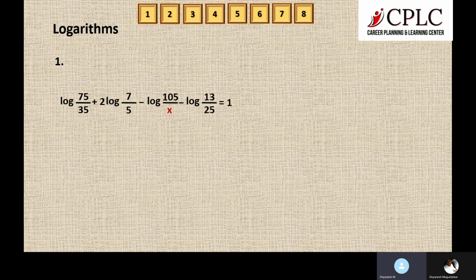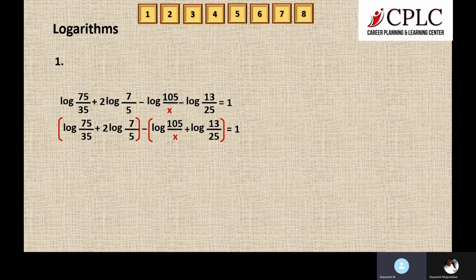So, the first and second term, let's put them together in a bracket. And for the third and the fourth term, let's do the same thing. When we do that, what we end up having is log of a plus log of b in both the brackets. Log of a plus log of b, we know the formula. It should be log of ab.